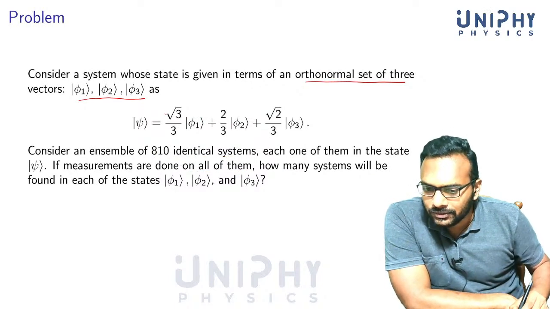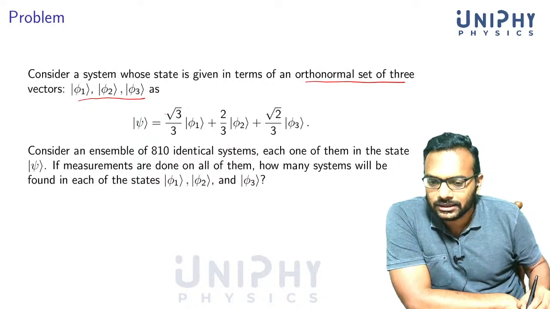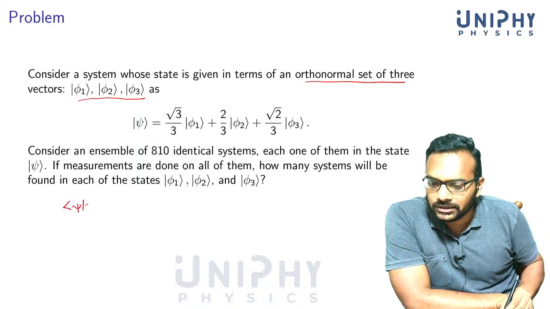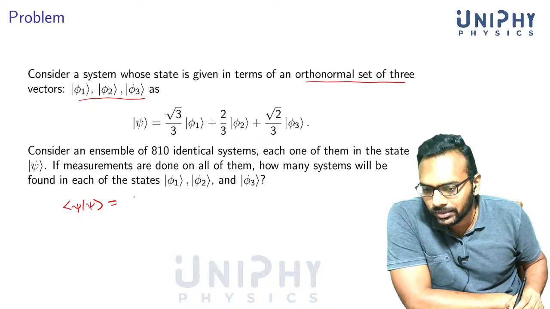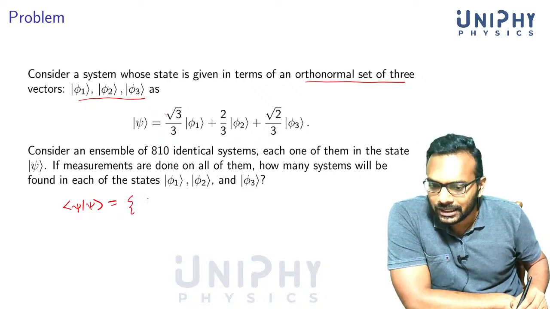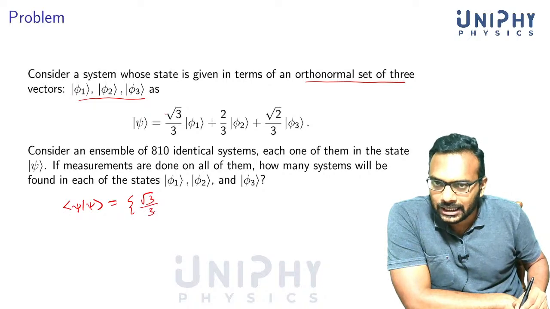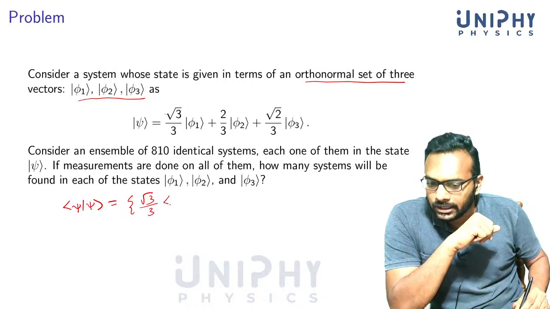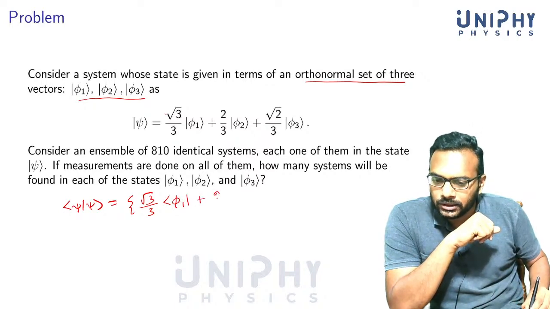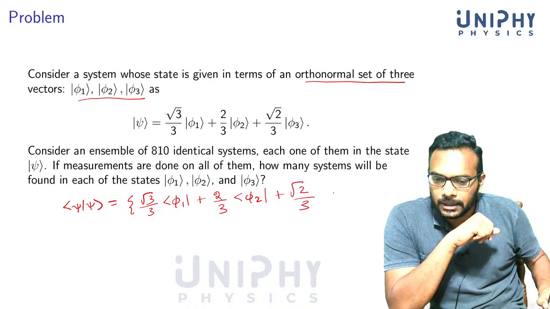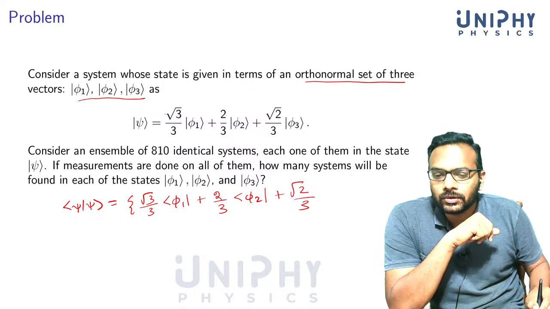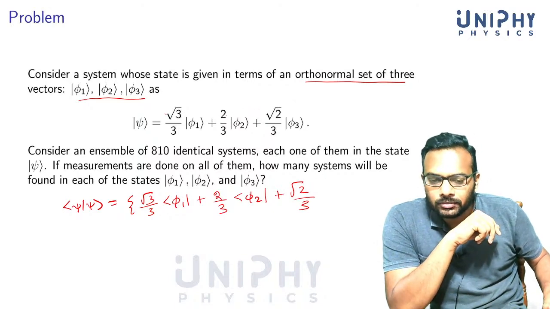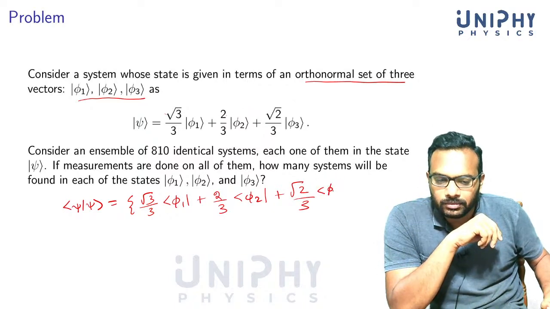Now that's an easy question. You can answer it easily. We first notice that the state is actually normalized. You can do it in different ways. You take psi with psi. We know that this is an orthonormal basis set, so just for the sake of completeness, I'll write it like this. We can write psi as root 3 by 3. We need a star there, but these are real numbers, so there's no problem. Root 3 by 3 ket phi 1 plus 2 by 3 ket phi 2 plus root 2 by 3 ket phi 3. Is it normalized? I think 3 plus 4, yeah, this is normalized.